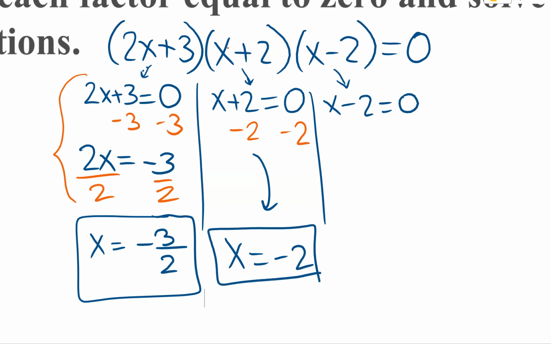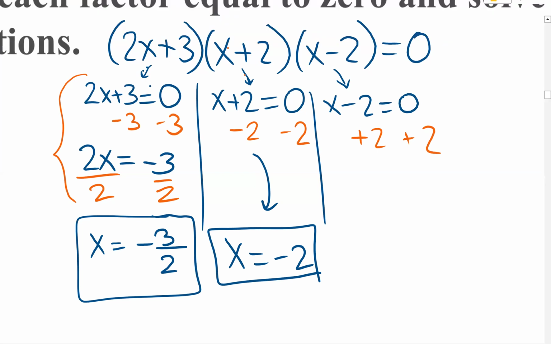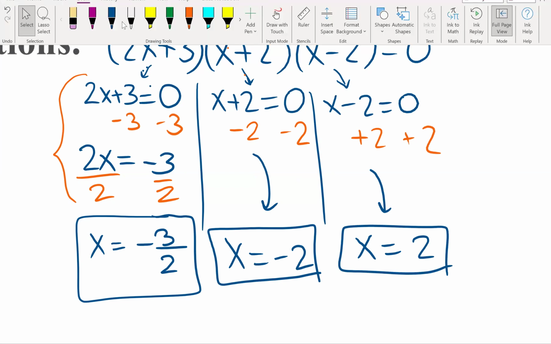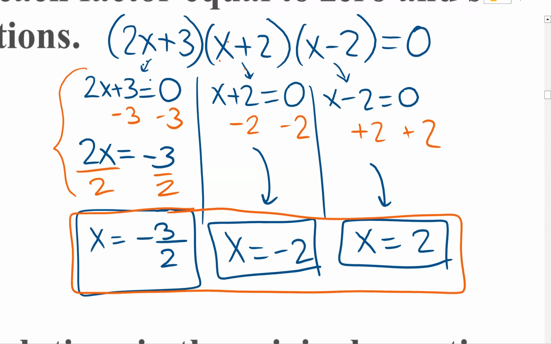And you can probably tell what's going to happen with the last factor. It's almost the same, but I need to add 2 to both sides to isolate x. Okay, so x is now positive 2 for that one. So there are 3 solutions to this. If they said, what's the solution or solutions to the original polynomial equation, these would be all 3 of them, in any order. The order doesn't really matter.